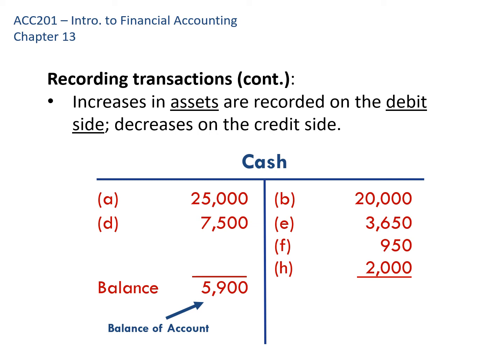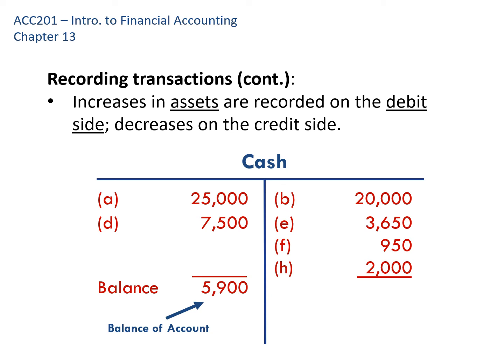So what this is telling me here is that this company had a $25,000 increase in cash. That was transaction A. Transaction B had a $20,000 decrease in cash, so they spent money. Let's see, it doesn't have all the transactions here. They had a $7,500 increase in cash. They received cash, put it in the bank. And then they had 3 more decreases in cash where they paid money out. Now I would take the debits minus the credits. I would get a debit balance. So the balance of this account is $5,900 on the debit side.